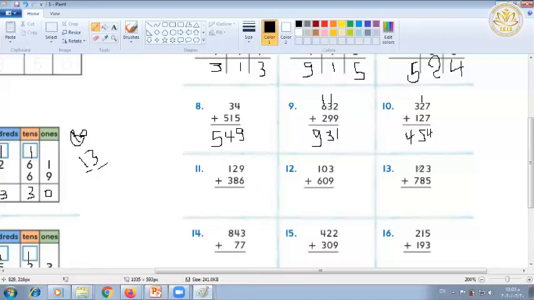That's it. Focus, guys. We only regroup and make a new 100 if I have more than 9. If I have 10 and more, that's when I regroup. If it's in the ones, I will regroup and make a new 10. If it's in the tens, I will regroup and make a new 100. But if I didn't pass 9, if I didn't go to 10 or more, then I don't have to regroup. I don't add any numbers in here.